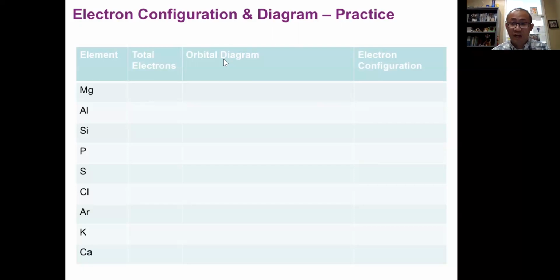Okay, from the 12th element, number 12, all the way to 20. Calcium is the number 20 element. Make sure you fill in this table. Draw and practice so you can get better. If you have any questions, we can practice in our recitation sections.